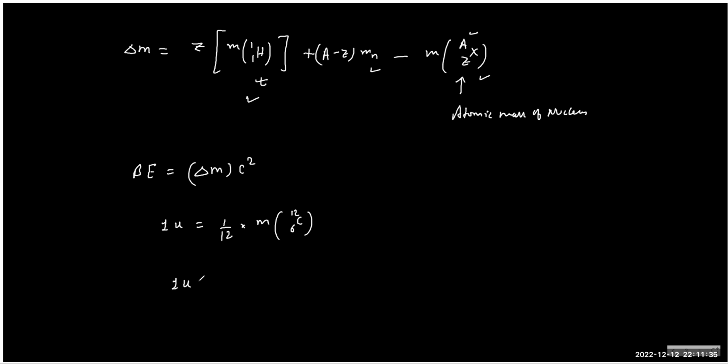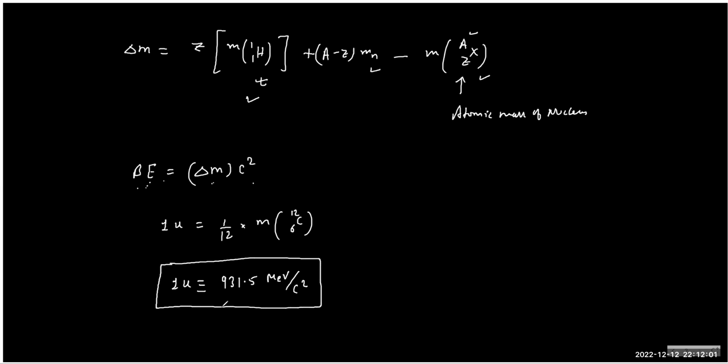So we roughly remember this value. How do we write mass in terms of energy? If energy is mass into C square, then mass will be energy upon C square, right? So one atomic mass unit is equivalent to 931.5 mega electron volt upon C square. This is the energy conversion which you are supposed to remember, because you're not supposed to do the calculation of the same thing. I hope this is clear to all of you.